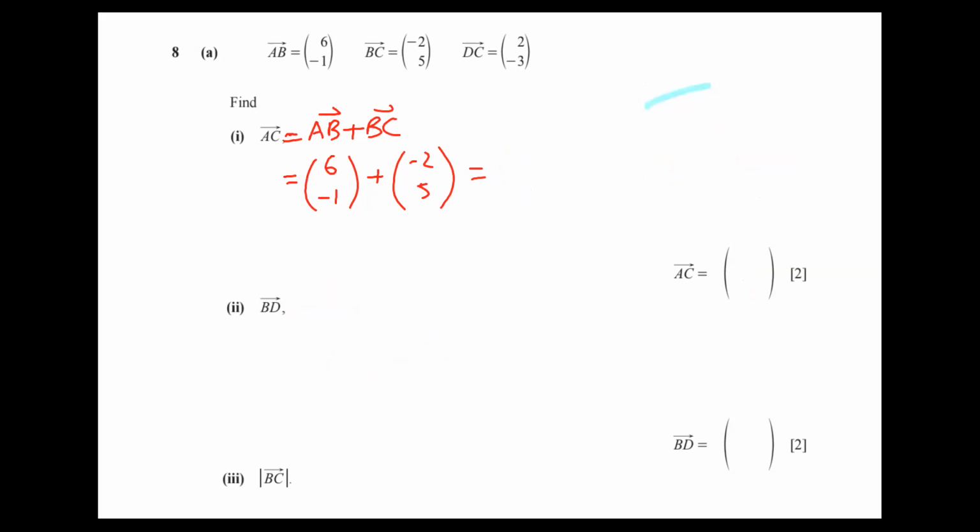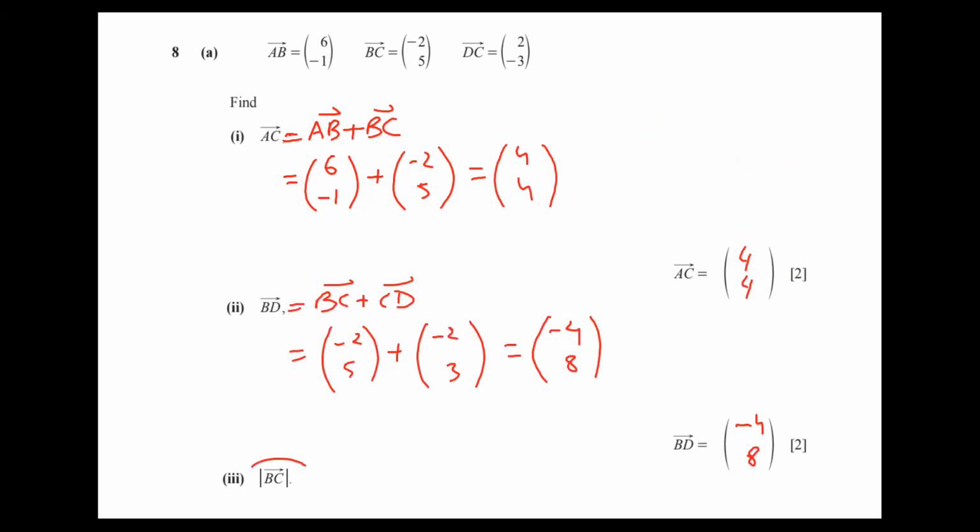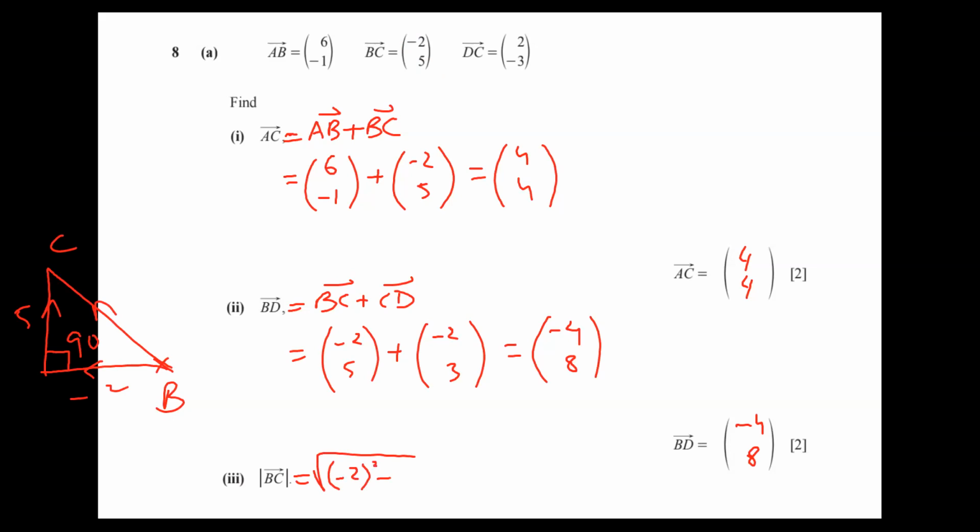Now we have to go for the last part. If you look carefully, it is the modulus of BC, the BC length. The BC vector is given here, starting from B. This (-2, 5): X goes to the left side and 5 goes upwards. This is the BC vector, and this is 90 degrees, and we need a length, so we use the Pythagoras theorem. So (-2) squared plus 5 squared becomes 4 plus 25. It gives us root 29.